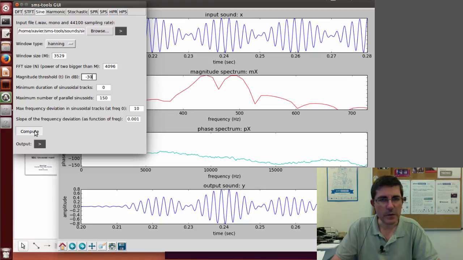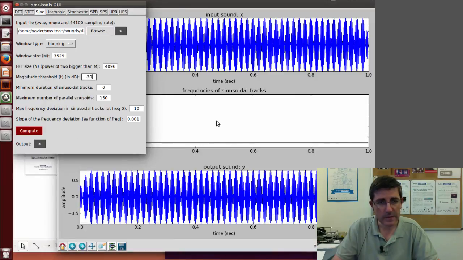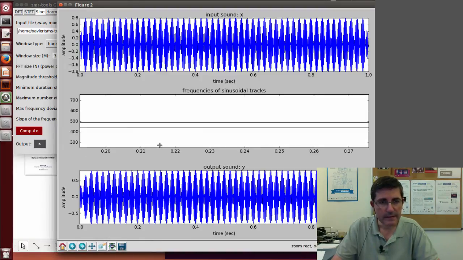Okay, let's compute that. Now we have the original sound and the resynthesized. We can listen to that. Okay, that's pretty good. And if we zoom into this area, we see the two lines, the 440 hertz and 490 hertz.